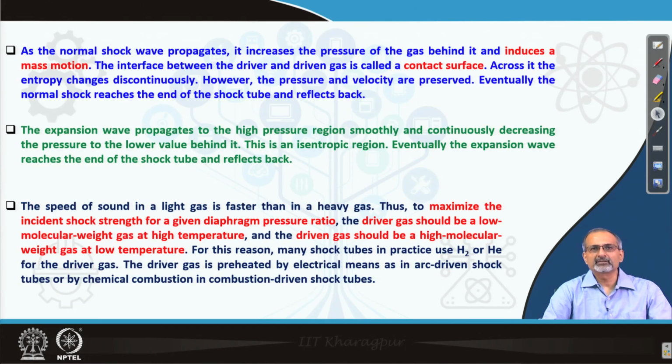In the slides you will find some more details related to the shock tube, which you can go through in your spare time. I would mention only one point before closing here, that in order to maximize the incident shock strength for a given diaphragm pressure ratio, the driver gas should be a low molecular weight gas at high temperature, and the driven gas should be a high molecular weight gas at low temperatures.